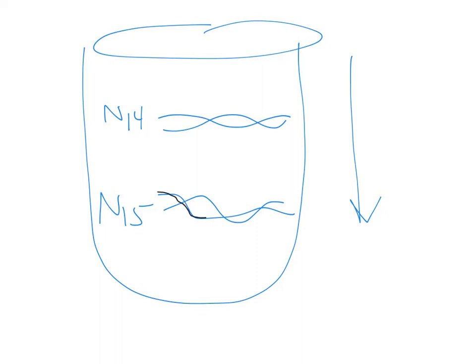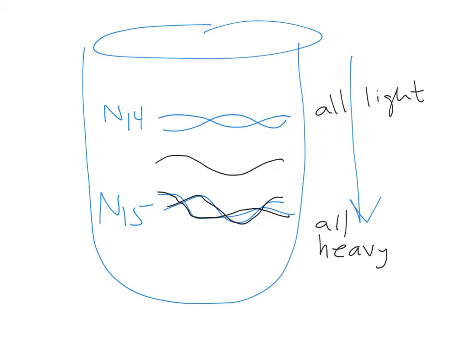So N15, I guess I should use some sort of color coding. That would be dark molecules, all heavy, and all light. What happens to those intermediate molecules? That should be pretty straightforward. What happens if you have a molecule that's, as was predicted in some of those, one light strand, one heavy strand? It's in between. So there's a possibility of getting three distinct regions of liquid in the centrifuge tube.